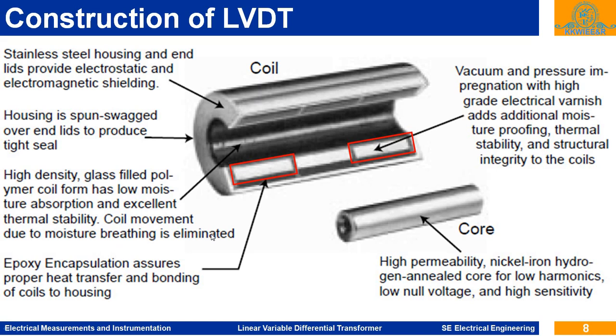When moisture is absorbed, the insulation expands, and during dry conditions it contracts. So to avoid this breathing, or movement of the coil because of moisture breathing, to get good thermal stability and to reduce moisture absorption, these coils are filled with glass filled polymers.